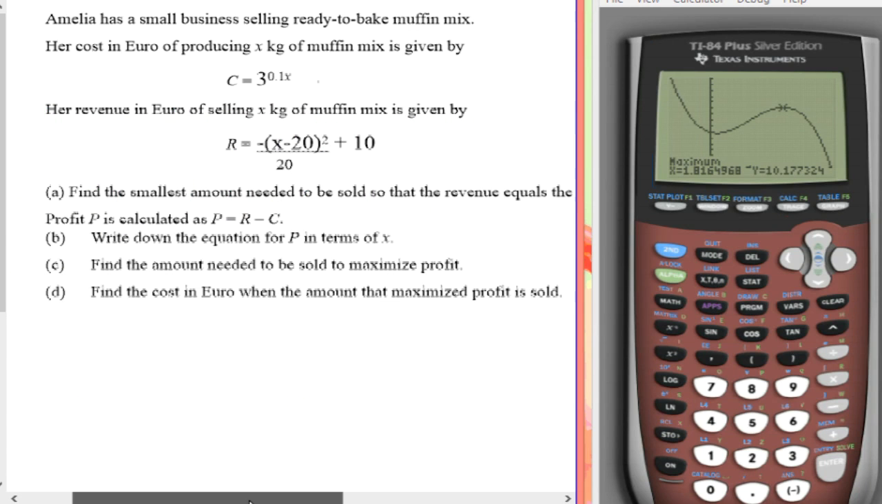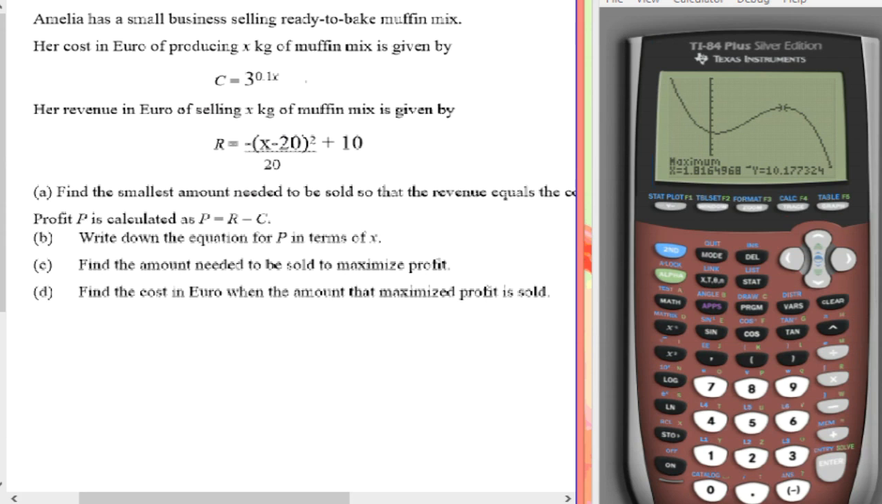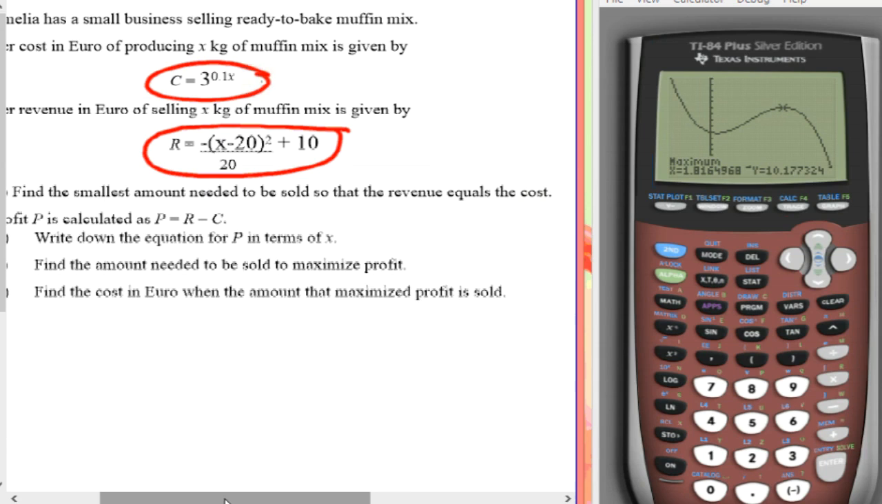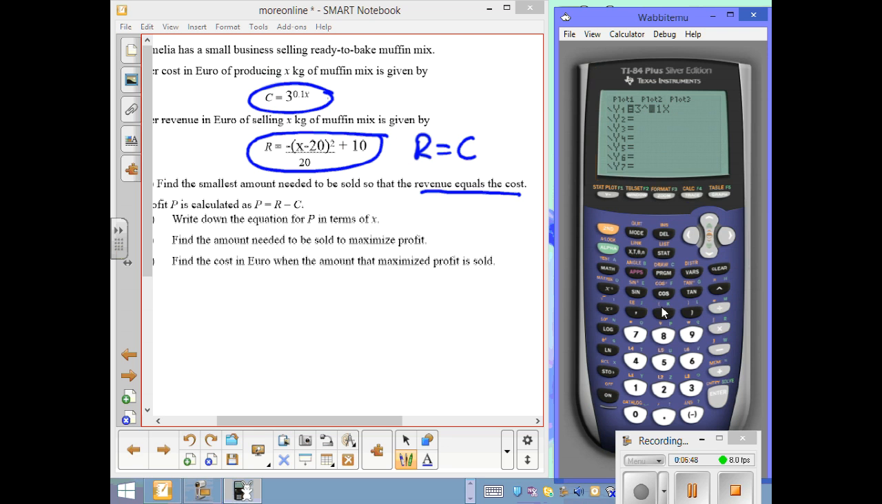Problem: Amelia has a small business selling ready-to-bake muffin mix, and here is the cost, and over here is the revenue. What you need to find is the smallest amount needed to be sold so that the revenue equals the cost. That is, you get break even. Revenue equal to cost.